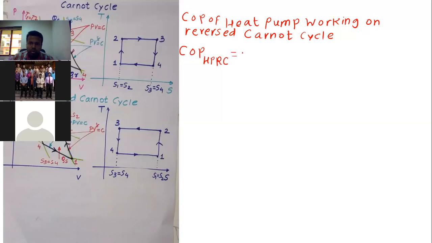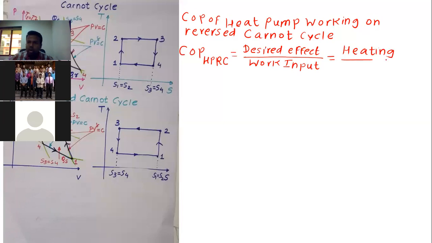So how to write down the formula for COP? You know that. It's again desired effect. Formula for COP is desired effect upon work input, right? Basic formula written. Now what is the desired effect in case of a heat pump? We want heating, right? Upon work input, which I have written as W, same as before.